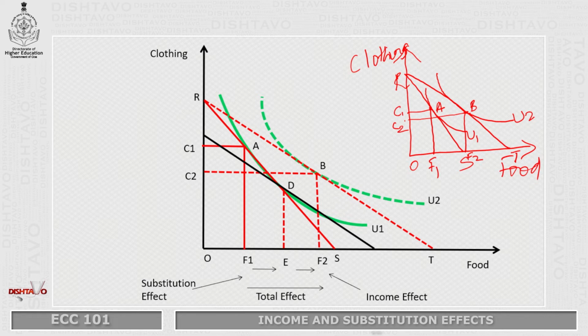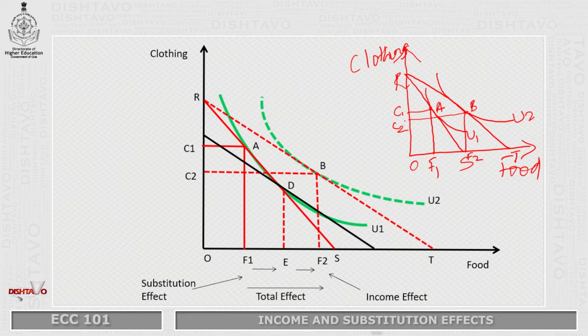If you recollect the properties of indifference curves, the higher the indifference curve, the higher the satisfaction of the consumer. This has all happened because the price of food has fallen, and so the consumer has got maximum utility on indifference curve U2, that is at point B. So he is consuming now more of food, that is F2, and less of clothing, that is C2.